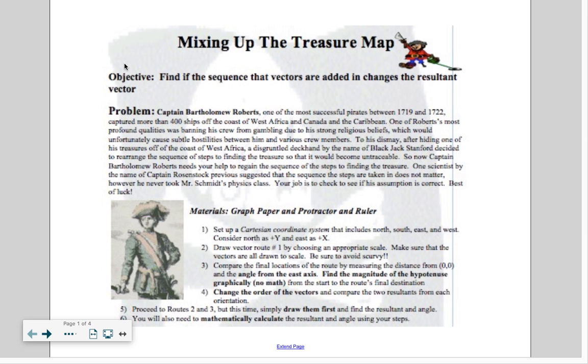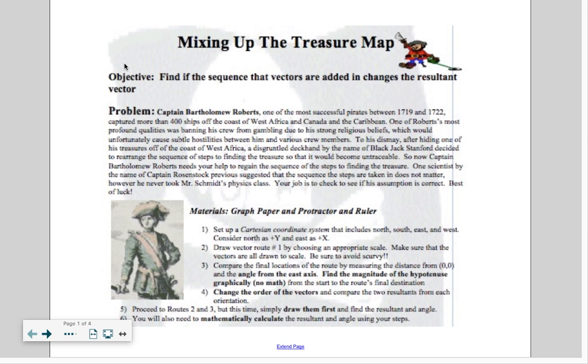The objective is to find if the sequence that vectors are added in changes the resultant vector. Okay, so the problem. Captain Bartholomew Roberts, one of the most successful pirates between 1719 and 1722, captured more than 400 ships off the coast of West Africa and Canada and the Caribbean. This goes along with, just the other day when it was Talk Like a Pirate Day. One of Roberts' most profound qualities was banning his crew from gambling due to his strong religious beliefs, which would unfortunately cause subtle hostilities between him and various crew members.